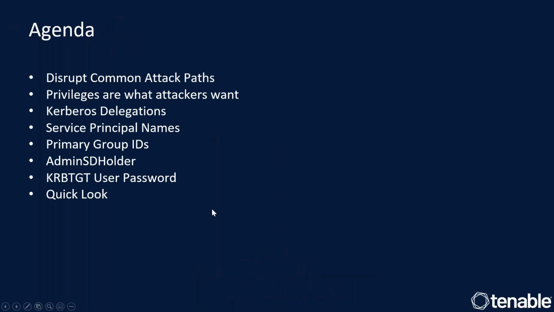So quick agenda, we're just going to talk about how we start to look at and disrupt common attack paths. So we'll delve into a bit more detail behind what that means. We're going to talk about why privileges are what attackers want, and then we're going to go through some best practices, techniques that are a bit more involved than just removing privileges from user accounts. Although that's a good idea, we're going to talk about some maybe less known techniques. If we get a bit of time at the end, we're going to have a quick look at the demonstration. I can show you how some of this starts to work and then fits together.